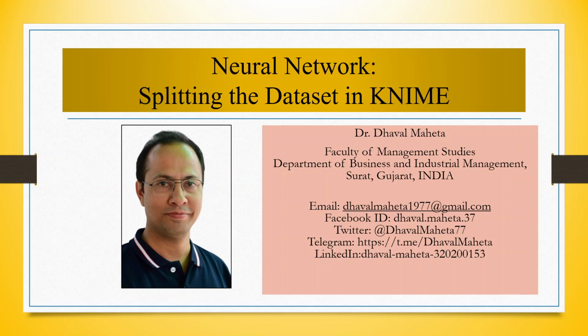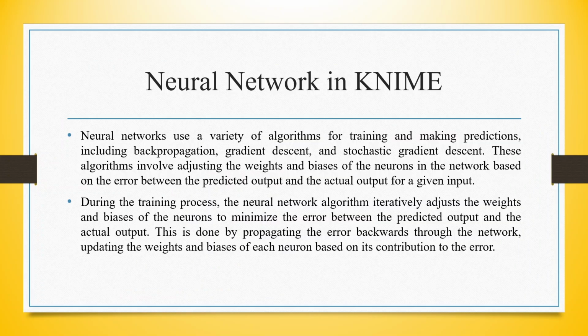This is Dr. Dhaval Maheta, and today we'll understand how to split the dataset in a neural network in KNIME. Neural networks use a wide variety of algorithms for training and making predictions, including backpropagation, gradient descent, and stochastic gradient descent. These algorithms involve adjusting the weights and biases of the neurons in the network based on the error between the predicted output and the actual output for a given input.